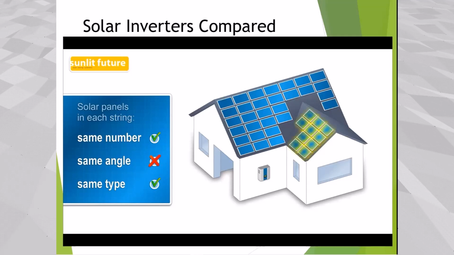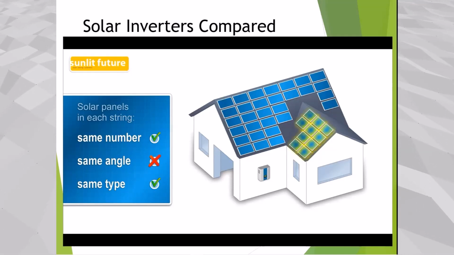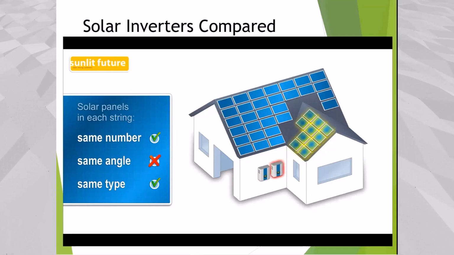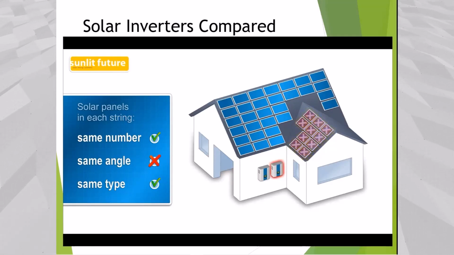If you want to install panels on different sides of the roof facing different directions, you would need an extra inverter for every different angle, which is most likely not cost efficient in a small system. This is another major drawback.